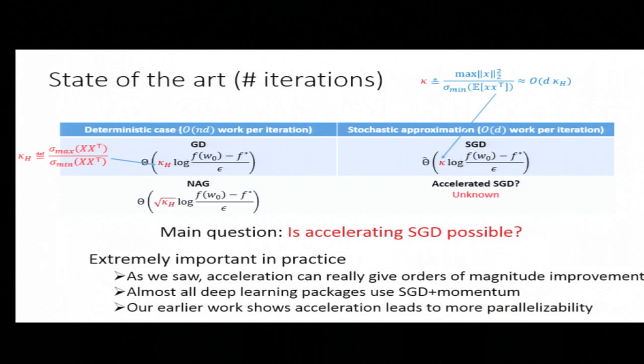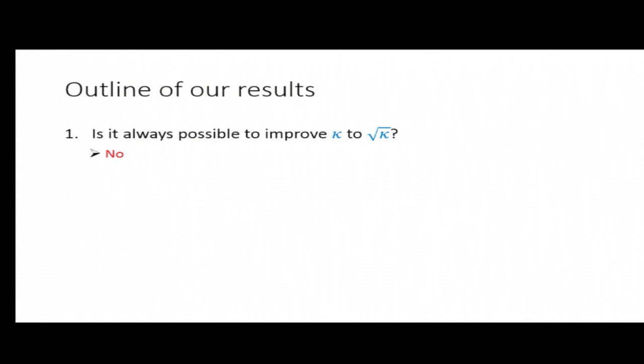So the first question that we are asking is, in such stochastic settings, can you do with fewer than kappa iterations at all? That is, if let's say you have root kappa iterations, which means you will be observing only root kappa samples, can you really achieve anything? And the answer turns out to be no in general.